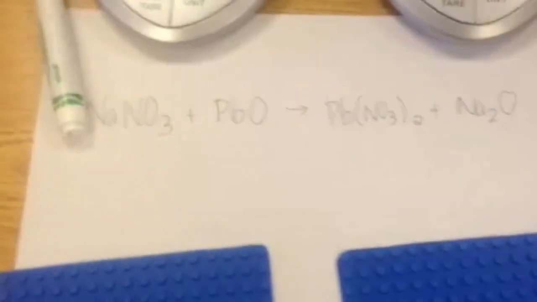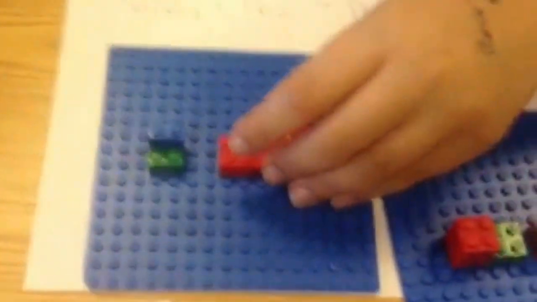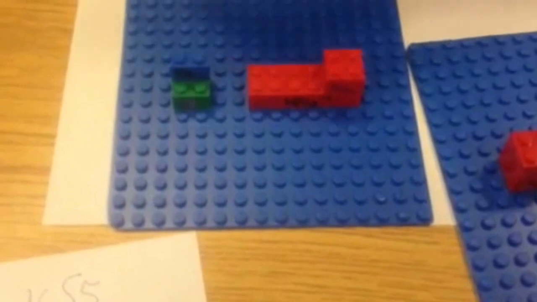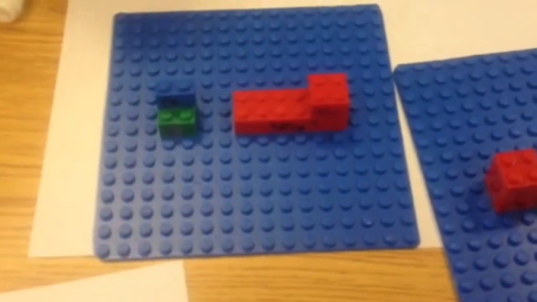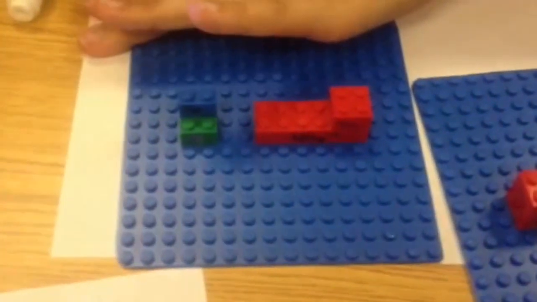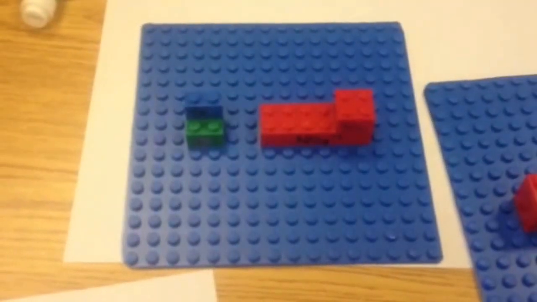And what have you done with the Legos right here? What does this represent? Oh, the 2's not there yet. Okay, that's why it's over there. So what's on this side? What are these called? These are the reactants. And these are the products.